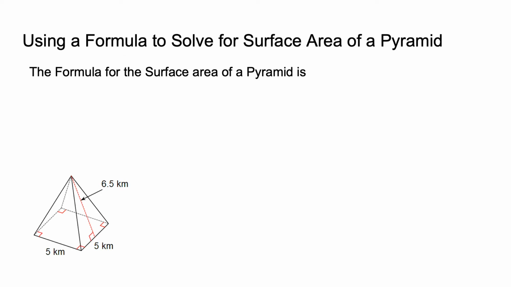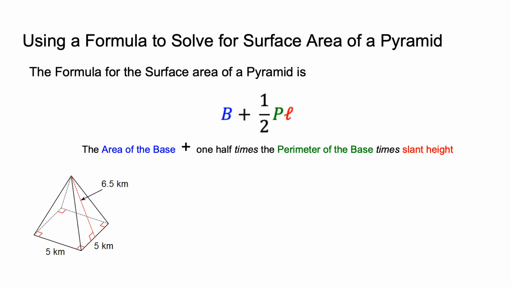We can use a formula to solve for the surface area of a pyramid as well. The formula for the surface area of a pyramid is the area of the base plus 1/2 times the perimeter of the base times the slant height. The area of the base we calculated before to be 25. The perimeter is found by finding the sum of the sides of the shape. So if you look at the base, which is a square, each side has a length of 5. So we do 5 plus 5 plus 5 plus 5, and we get 20 kilometers for the perimeter. The slant height, as you can see, is 6.5.